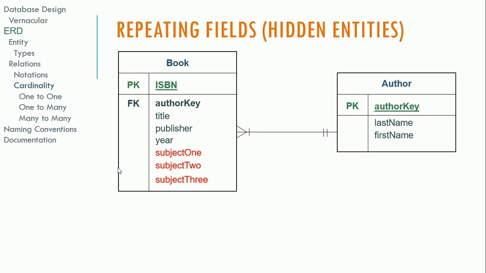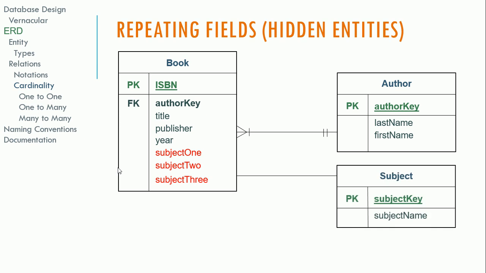But then we might have repeating fields, right? So here we see subject 1, subject 2, subject 3. It's a repeating field. Typically, we don't want those in a database table, so we're going to create a separate table for that, and then we're going to get rid of those. So in this case, we might say that a book can have anywhere from 1 to 3 subjects, and a subject can appear in 0 or many books, right? And that's pretty typical for a library, right?